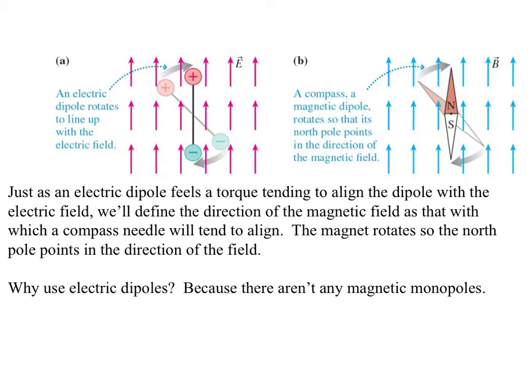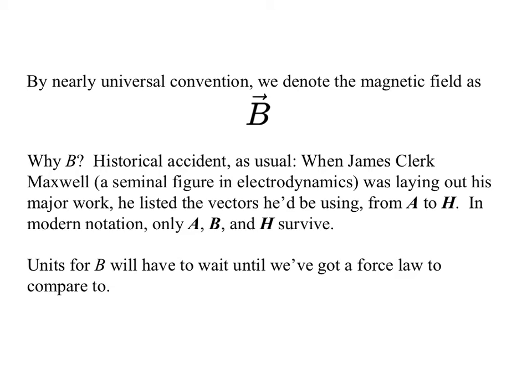Why do we use dipoles? Because there are no magnetic monopoles. So we can't do something like before, where we said, oh, let's see what the effect on a single charge is. The original way of defining the electric field, which was the force on a charge divided by that charge, doesn't work here because we don't have individual charges. So it turns out not to be an easy way to define otherwise, but this dipole analogy works perfectly, so we'll use that. By nearly universal convention, we denote the magnetic field as B.